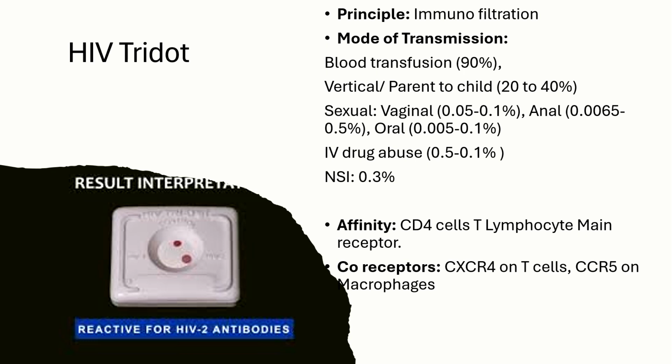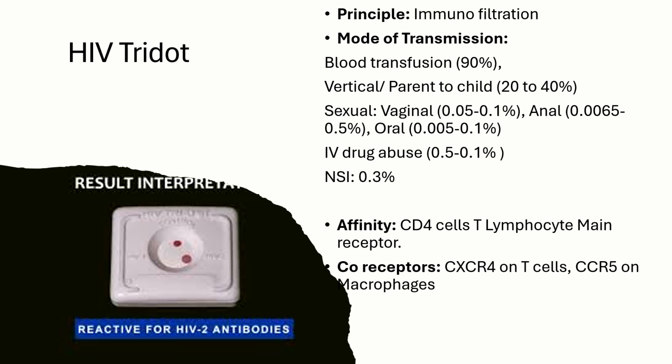This slide shows a cassette of HIV tridot. The principle here is immunofiltration. In both of these rapid assays, you have to remember, if the control band or dot is not present, the test is invalid. You cannot interpret the test.